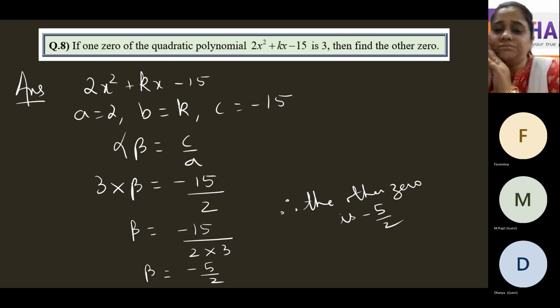Use a suitable condition. Don't use the sum of the zeros here, because you'll get k in that. If you use the sum of the zeros, you'll get k in that. So use the product of the zeros.